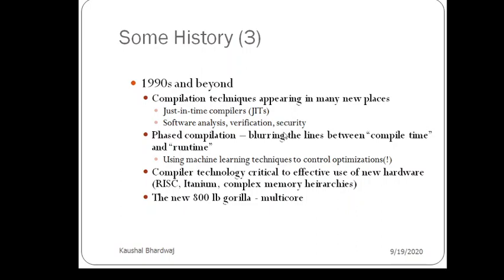What happened in the 1990s and beyond? Compilation techniques appeared in many new places, not only for programming, but also for other software analysis, verification, and security. Just-in-time compilers were also introduced. Phased compilation, where machine learning techniques were also used for control optimization. So basically, we are blurring the lines between compile time and runtime.